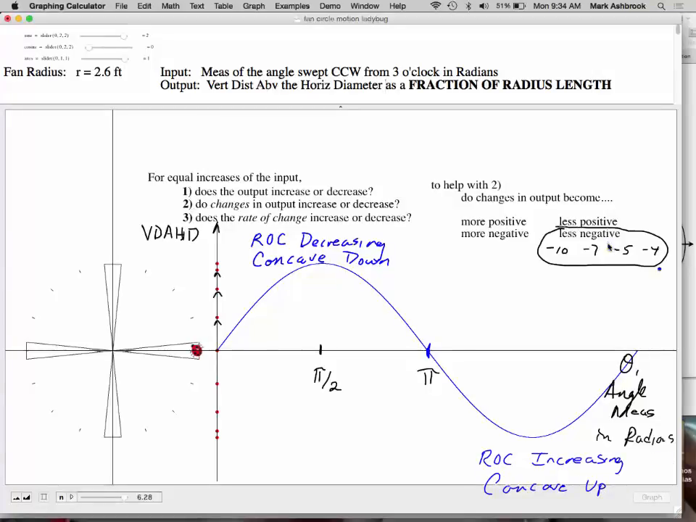And we're back to starting position, which is what angle? 2 pi. What was it at the bottom of the circle? 1.5 pi, right? Or 3 pi over 2.